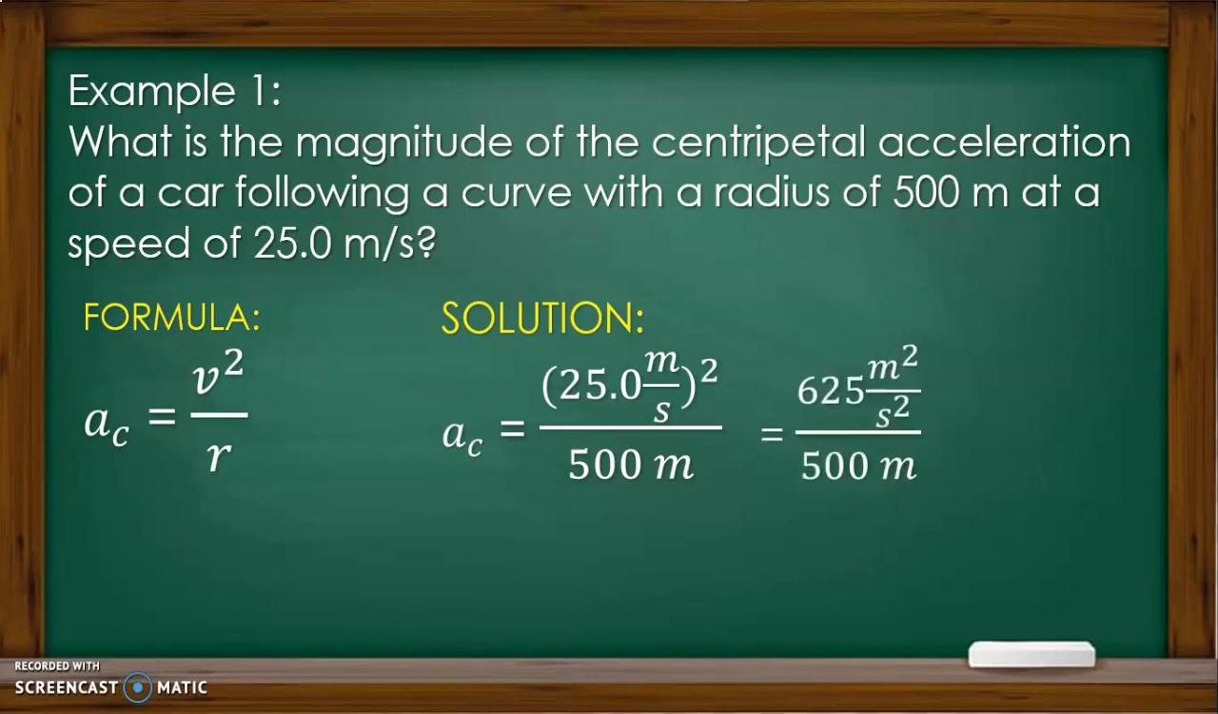We then simplify by getting the square of 25 meters per second, which equals 625 meters squared per second squared. Then we divide it by 500 meters, our radius. Then it will give us our centripetal acceleration, which equals 1.25 meters per second squared.